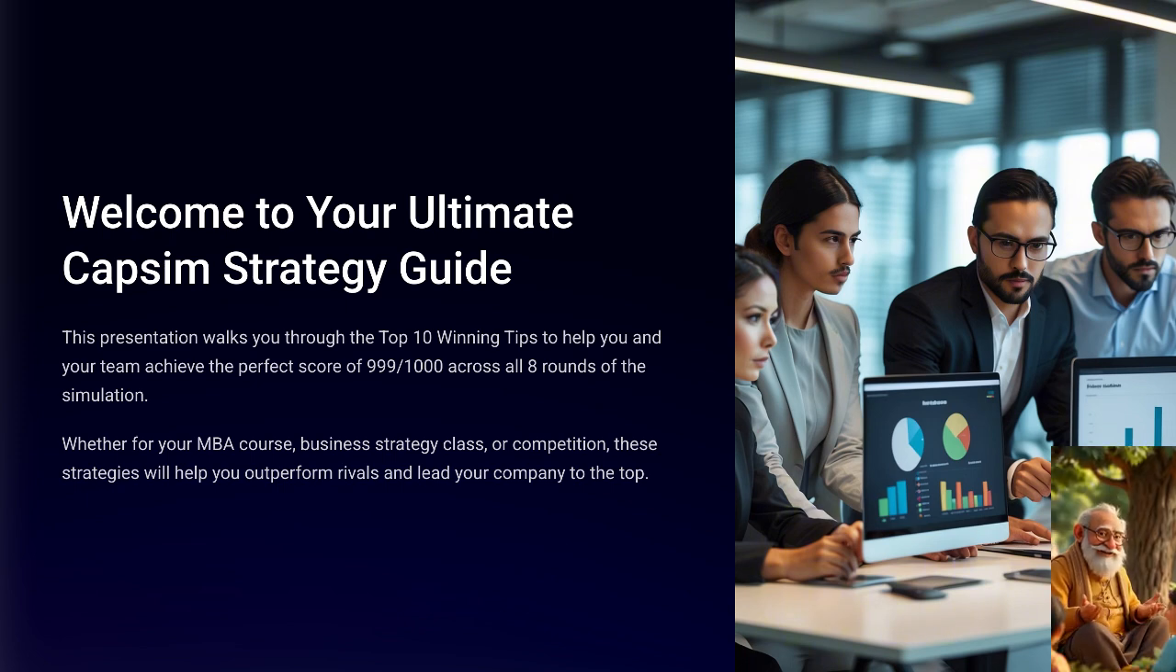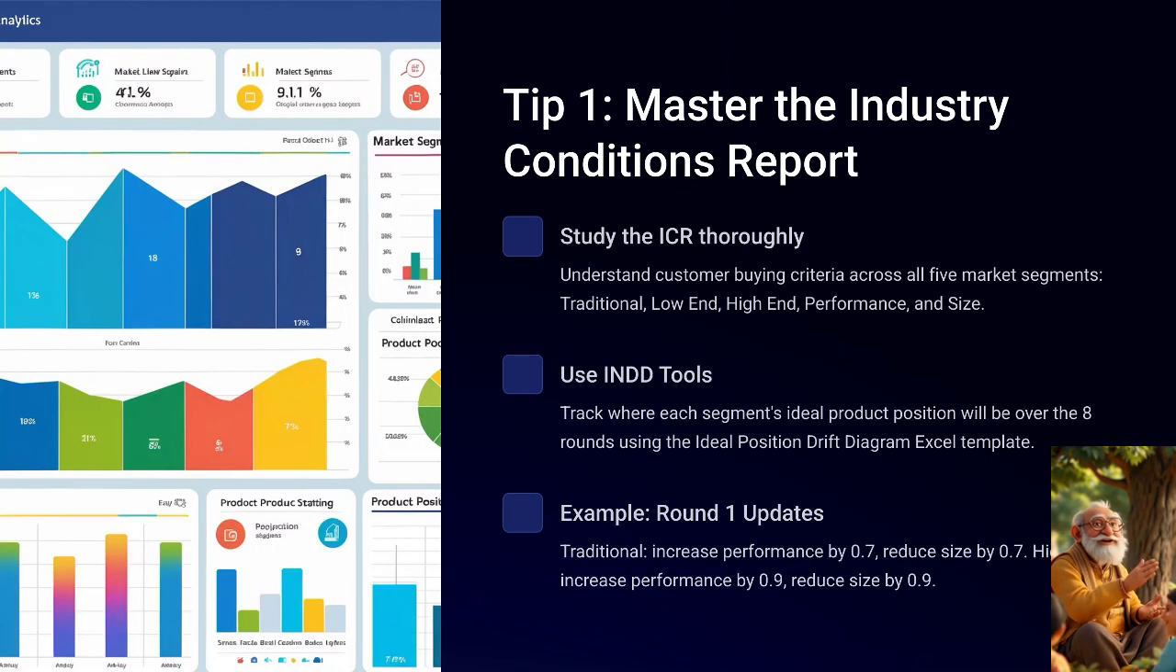Tip 1. Master the Industry Conditions Report and use IPDD tools. The first and most important step is to study your Industry Conditions Report, ICR. This report contains essential data about the customer buying criteria across the 5 market segments: traditional, low-end, high-end, performance, size. Each segment has its own unique preferences for product specifications, performance, size, age, reliability, MTBF, and most importantly, price sensitivity.